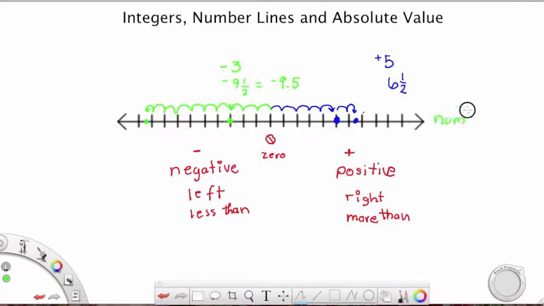So here's our number line. Our number line is kind of the home of all integers. We know that our negative numbers are on the left and our positive numbers are on the right, or our positive numbers are greater than 0, our negative numbers are less than 0. And there's one other thing that we should introduce here. Let's take a moment just to talk about absolute value.